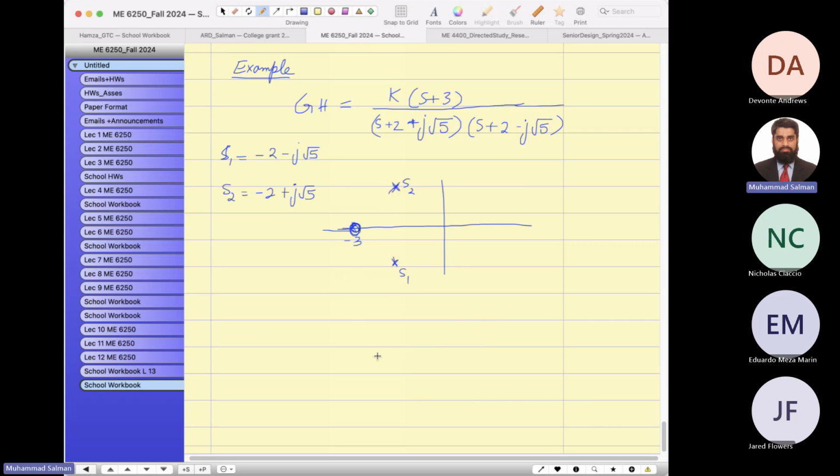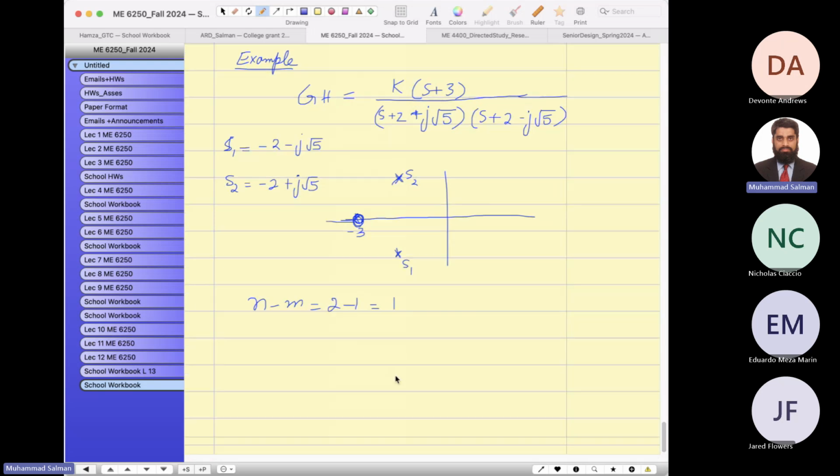Now the question is, how will you draw the root locus for this one? So let's find out how many asymptotes we have. N minus m, 2 minus 1, just one asymptote. And how will you draw the real axis root locus?